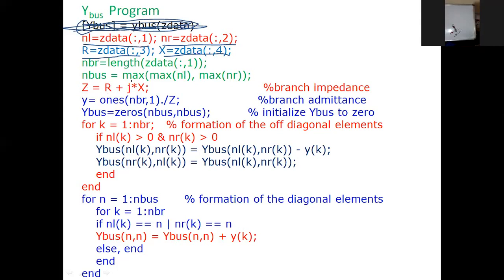Next, n bus, number of buses, is equal to maximum of NL, maximum of NR. Max is a keyword which identifies the maximum number.